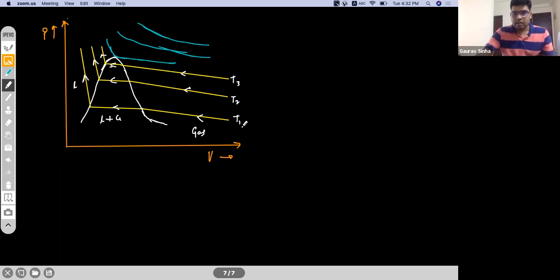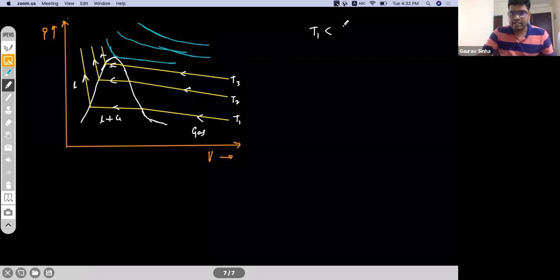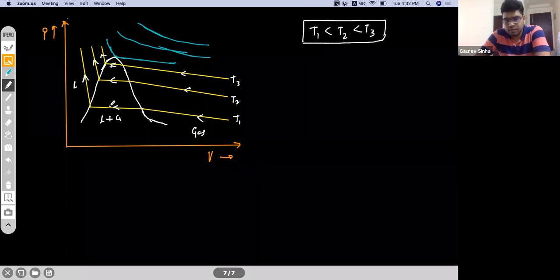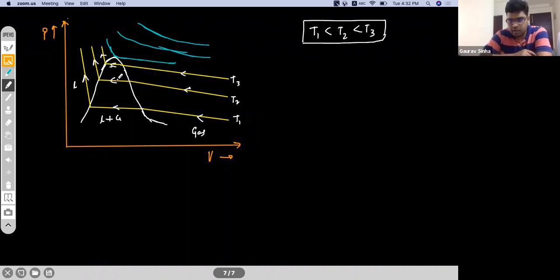It means what? The relation of these three temperatures is T1 is less than T2 is less than T3. At three different temperatures we have done this. So if T3 is maximum, then only this condition is possible. Because we know at higher temperature, the liquefaction becomes difficult, and hence the liquefaction is least at T3. T3 should be the max among the three. Understood? No doubt?